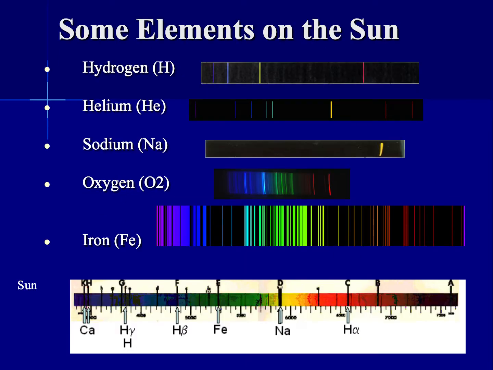Here are the spectra of several elements that are found in the sun. Each set of lines is unique for each of the elements. Combining all these elements, we get the complete spectrum of the sun seen at the bottom of the screen.